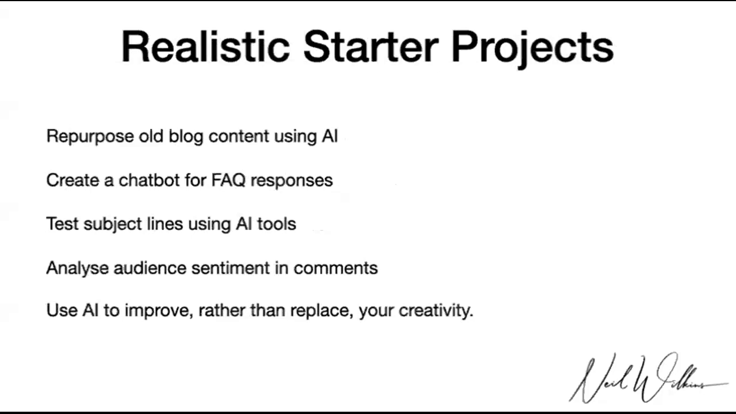So where could you start? A couple more points for you as we come to the close of this project planning with AI. What are realistic starter projects? Well, you could repurpose old blog content using AI. You could create a chatbot for answering frequently asked questions. You could test subject lines using AI tools. You could analyze audience sentiment in comments. You could use AI to improve rather than replace your creativity.